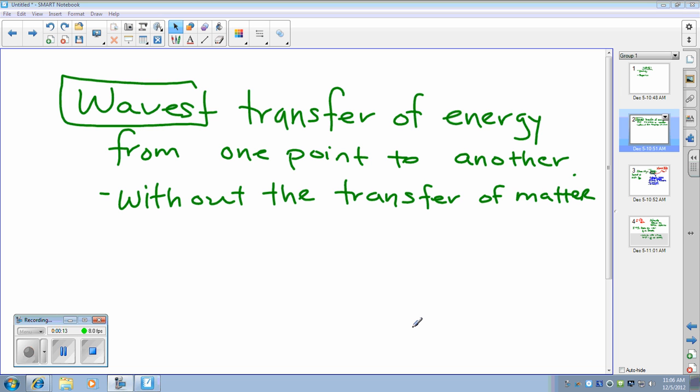Let's start off with the definition of a wave. When I think about a wave, I think about an energy transfer from one point to another. And it's not necessarily going to cause a transfer in matter, but just the transfer of the energy.